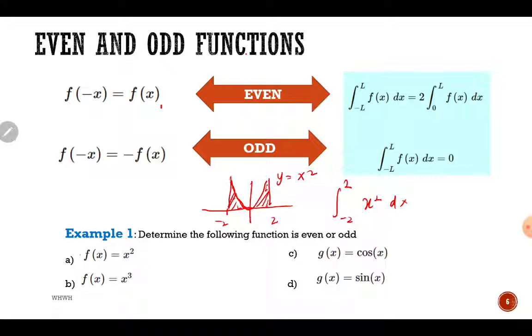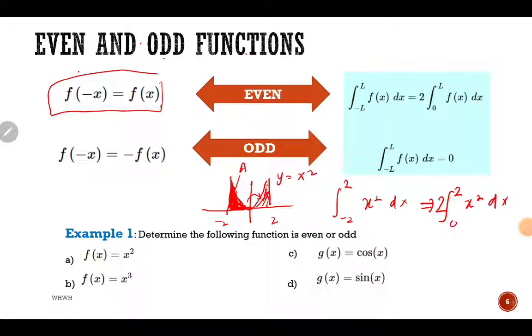Dan kita nampak area yang saya hitamkan ni adalah sama dengan area yang saya lorekkan ni. Betul tak? This is A, this is A. So since it is the same, you can just integrate from 0 to 2 x square dx dan darablah dengan 2. This is only applicable untuk function yang an even function. Apa maksud even function? Even function maksudnya kalau kita masukkan fx tu dengan negative x, value dia sama juga dengan kalau kita masukkan dengan x.